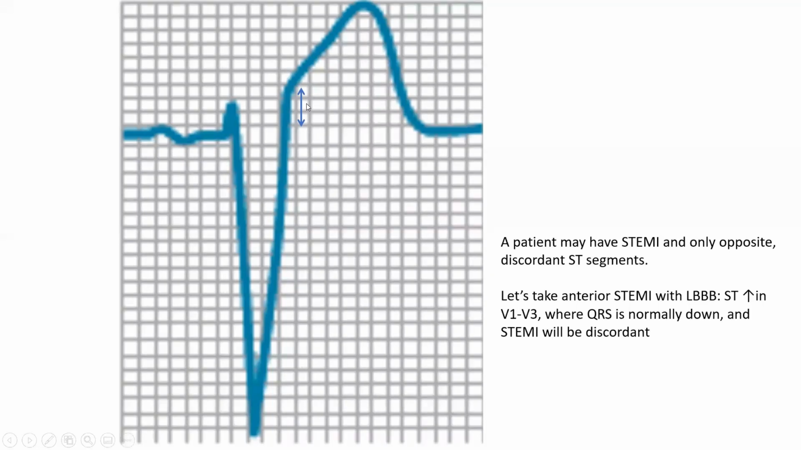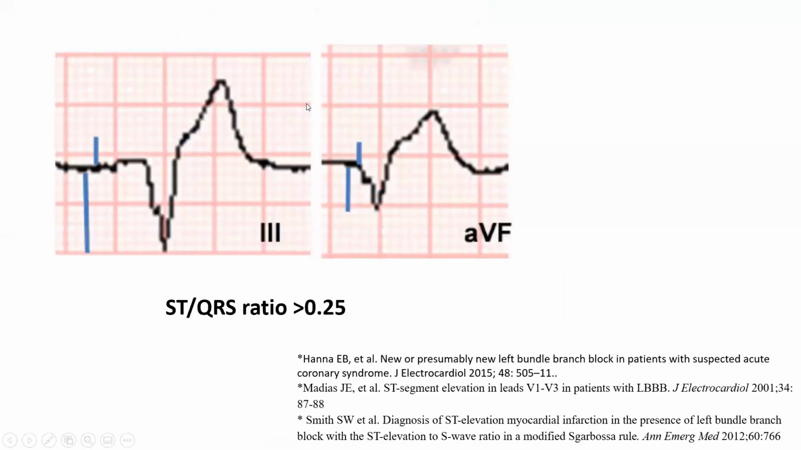So the more specific and sensitive feature is to look at the relative discordance, the ratio. So don't look at the absolute value. Look at the ratio. Look at this patient, for example. This was a patient with left bundle branch block and inferior STEMI. He had ST elevation in lead AVF of about 2 millimeters only, but his QRS is only 5 millimeter. 2 divided by 5 is 40%. It's over 25%. It is a STEMI.